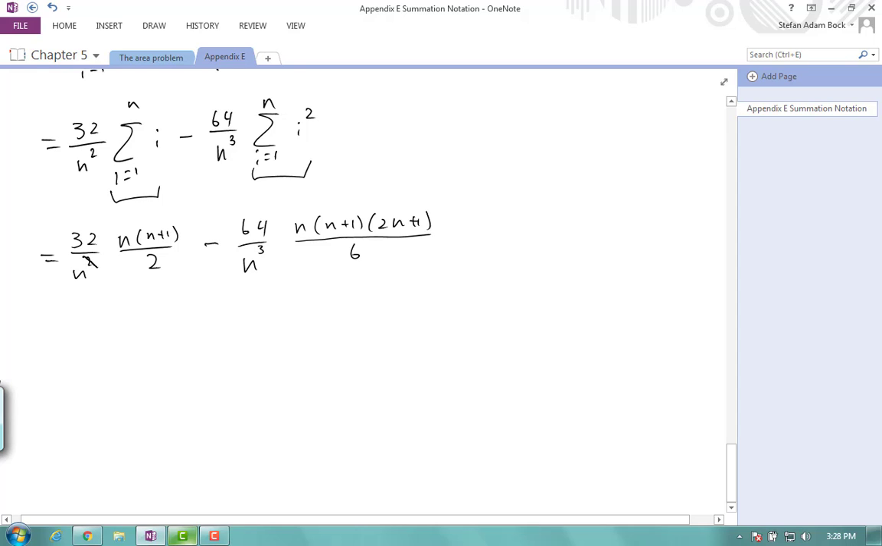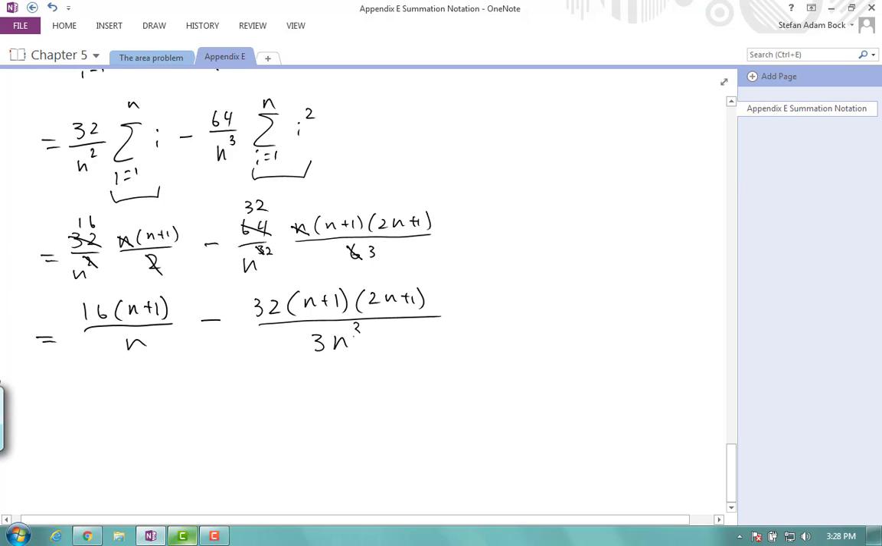I can cancel one of these n's with this n, and this 2 with the 32 to get 16. I can cancel a 2 off of the 6, so there's a 3 left over, with the 64 to get 32. And I can cancel one of these n's down here with this n here, giving me 16 times n plus 1 all over n, minus 32 times n plus 1 times 2n plus 1, all over 3n squared. Squared is what's left over. I could try to collapse this a little bit more, but I'm not feeling up to it quite yet.